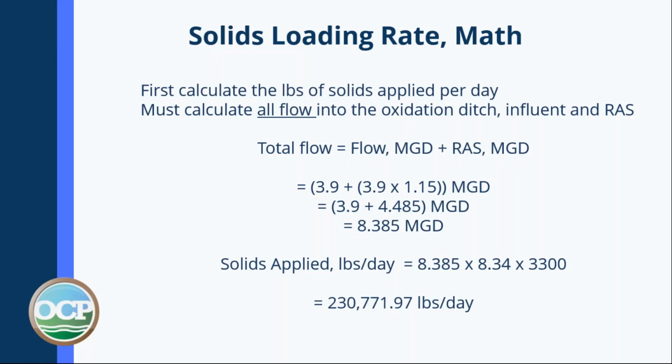The applied solids: you know your MLSS was 3,300 milligrams per liter. So it's your flow in million gallons per day, 8.385 times 8.34 times 3,300, which gives you 230,771.97 pounds per day going through that clarifier.